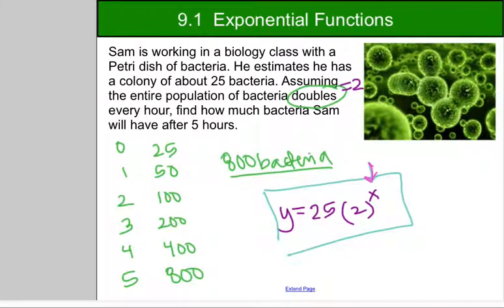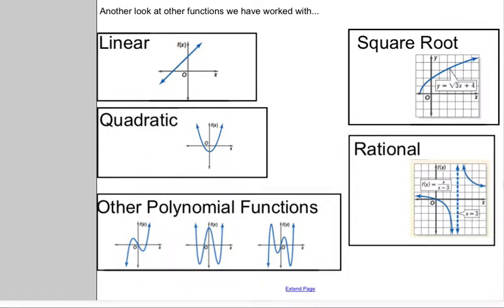But before we go ahead and do that, we're going to look at the other functions that we have looked at this year. So just remember, our first one is our linear. So that's y equals mx plus b. Biggest thing, remember, is it has an x to the first power. My quadratic has to have that x squared. So y equals ax squared plus bx plus c. That squared is what makes it quadratic.